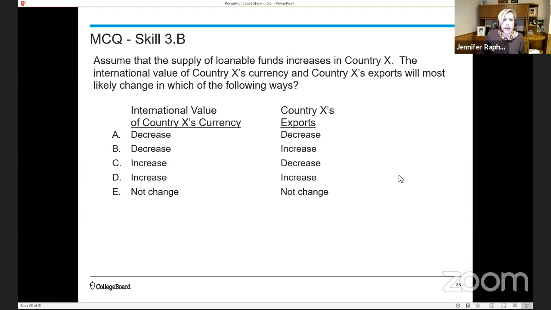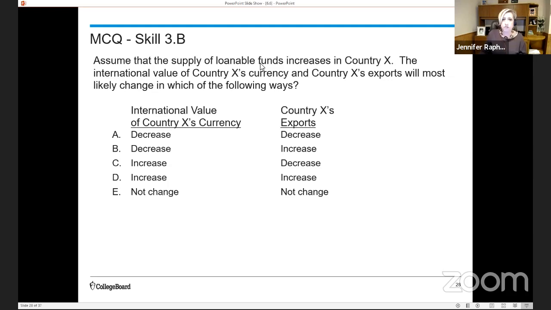Okay, so I think this is our last multiple choice question. This is skill 3B. It's B because we're looking at multiple outcomes, and it's skill 3 and not skill 2 because we're given a cause and we have to determine the effect. So assume that the supply of loanable funds increases in country X. Okay, what's the first thing that happens? An increase in the supply of loanable funds is going to cause the real interest rate to fall.